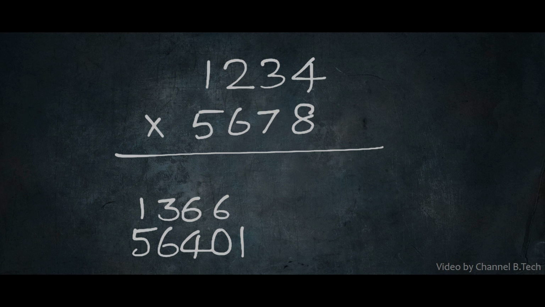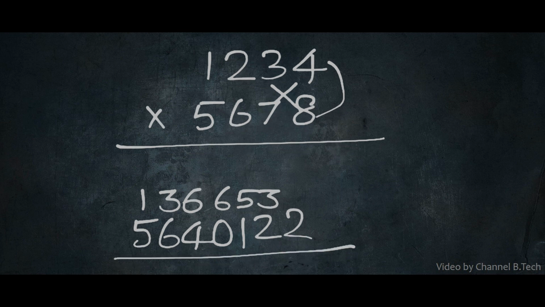Now I have to consider for 1 zero. That is 3 into 8 will give 1 zero. 4 into 7 will give 1 zero. 3 8s are 24. 4 7s are 28. 24 plus 28 is 52. I write 52 like this. I have to consider no zeros. For that I have to consider 4 and 8. 4 into 8 is 32. So I write 32 like this.